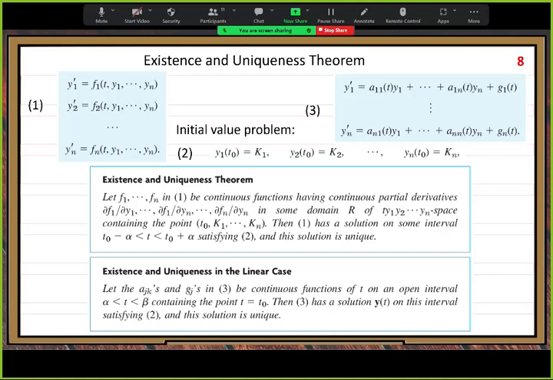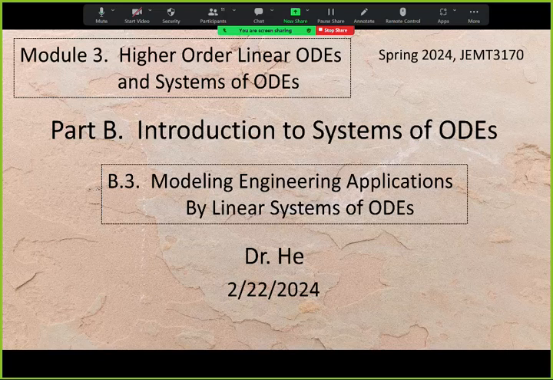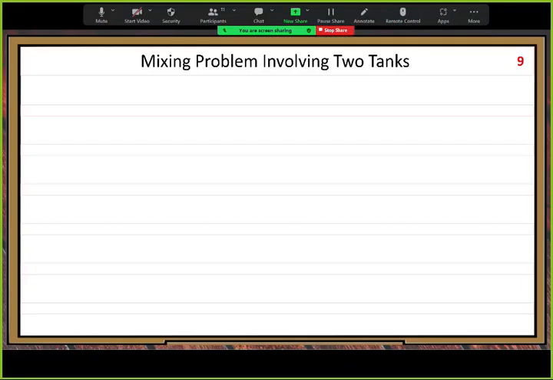So let me move to the next topic: modeling engineering applications by linear systems of ODE. Let's look at some application questions. First, a mixing problem involving two tanks. We did the mixing problem with one tank, and here we have two tanks.